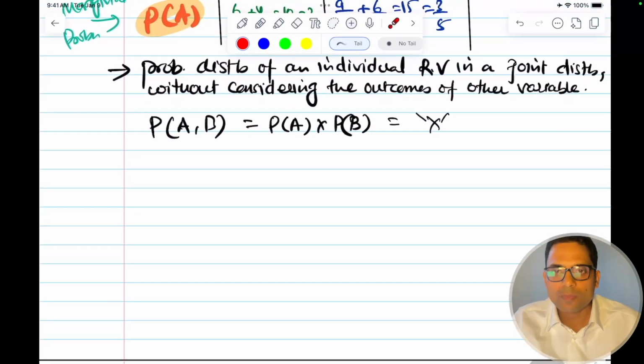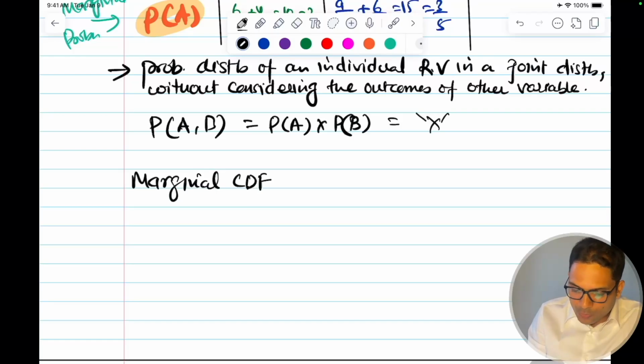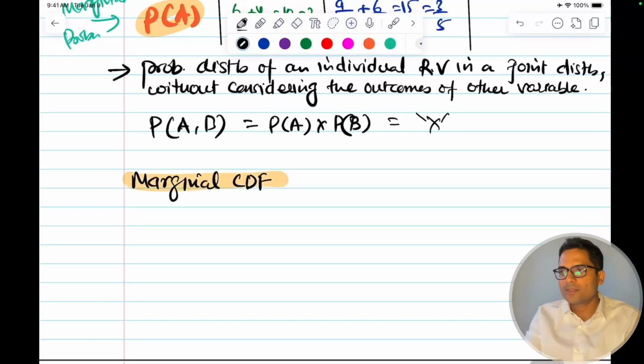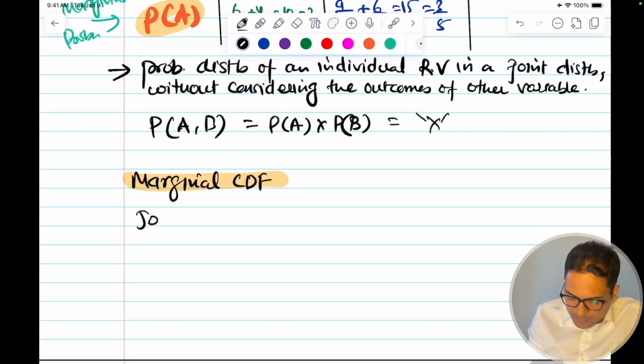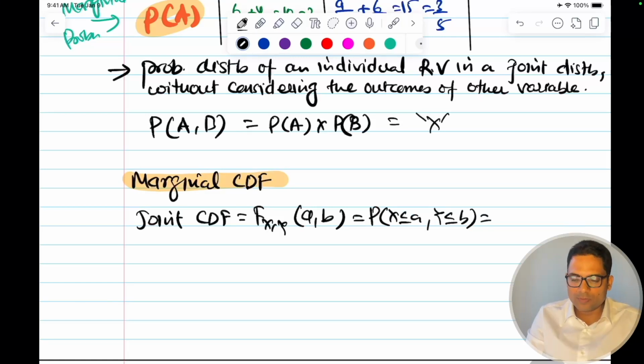Now let's move on. Let's write down the formula and it will formalize it more clearly. So I'll cover all the scenarios again. What will be the marginal CDF? How do we denote it? You're familiar with the notations. We know the joint CDF is F of a comma b, which is P of X less than or equal to a and Y less than or equal to b. This is the summation of all the values till a, till b.